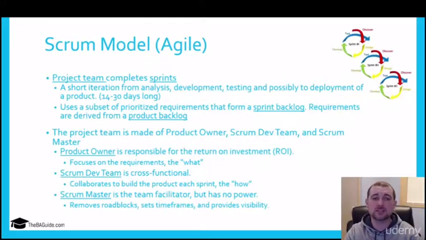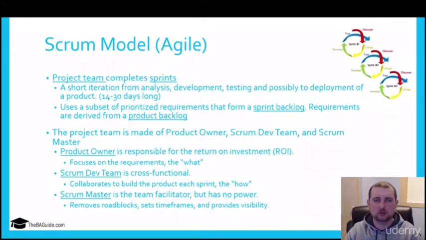First off, the project team completes sprints. So the project team, a group of people, complete these things they call sprints. It's like their iteration. The sprint is a short iteration from analysis, development, testing, and possibly deploying a product. The deploying is obviously going to be after a number of sprints most likely, but the sprints can last anywhere from 14 to 30 days, and that's a set time frame. Whether it's 14 days, that's what your sprints are. Whether it's 30 days, that's what your sprints are.